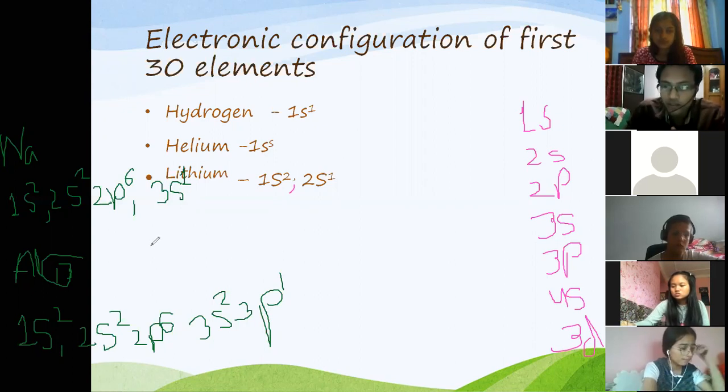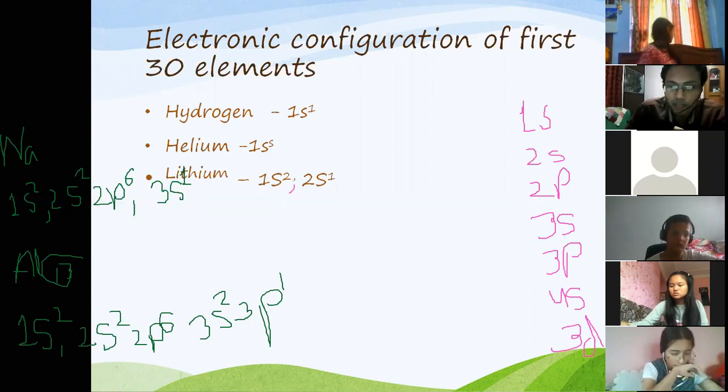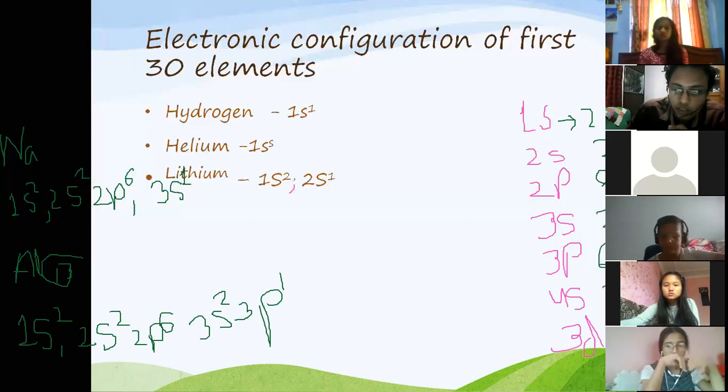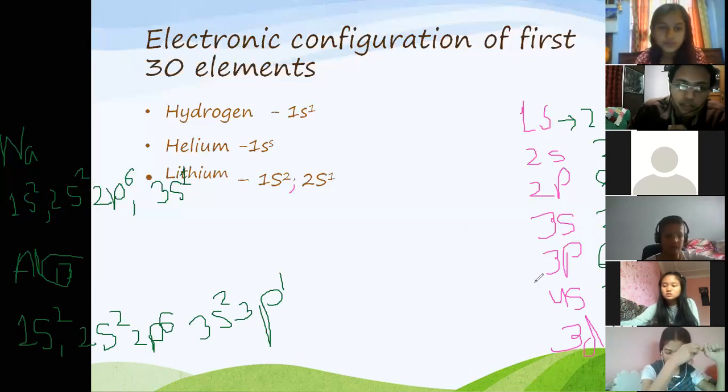So that's why, if you remember, order is a very important thing. I have written the pink order here. Can you see 1s, 2s, 2p, 3s, 3p, 4s, 3d? This order you need to memorize completely. If you memorize this order and remember the capacities, like 1s, what's the capacity? 2. 2 here, 6 here, 2 here, 10 here. If you remember this capacity and this order, then it's done.